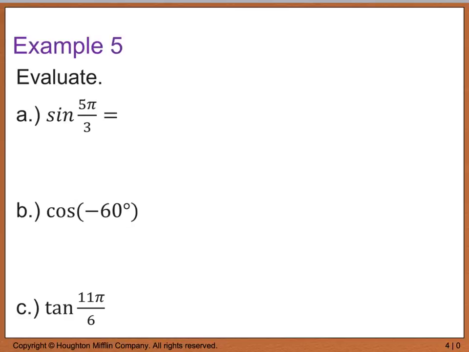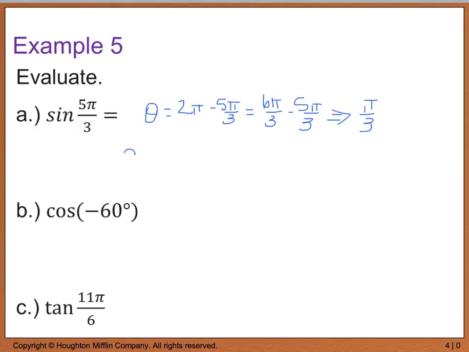So if we look at example 5, we want to evaluate the sine of 5 pi over 3. Well, you can either graph 5 pi over 3 and see which quadrant you fall in, or you can use your reference angles and say that 5 pi over 3 is 1 pi over 3 less than 2 pi, so theta prime is going to equal 2 pi minus 5 pi over 3, which is really 6 pi over 3 minus 5 pi over 3, which gives us pi over 3.